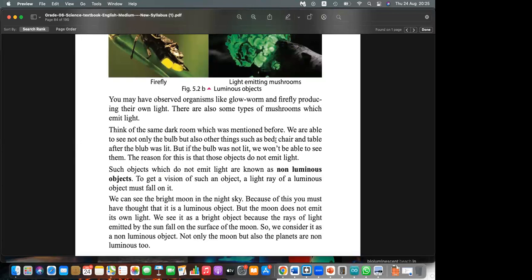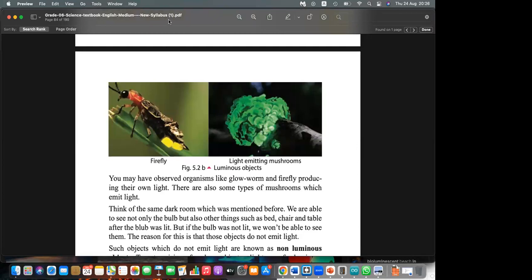Okay, for example, when we see the bright moon in the night sky, you must have thought it is a luminous object, but the moon does not emit light. It's not luminous. Then how does the moon give light? The light coming from the sun falls on the surface of the moon. The moon is not emitting light, it reflects light. That is why you can see the moon as a luminous object, but actually the moon is not a luminous object.